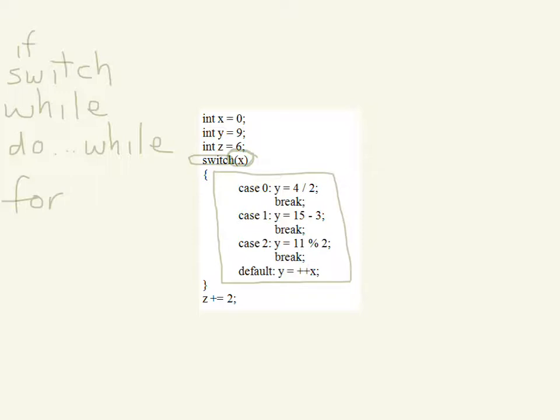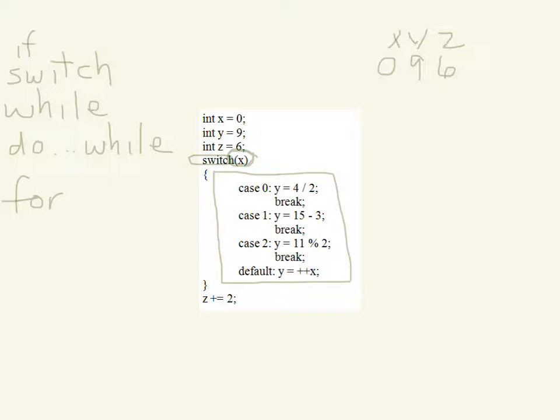All right, next thing I do is I make columns for each of my variables. So in this case, I have an X, a Y, and a Z. And then I put the values there as I work through it. So int X is a 0, 9 for Y, and Z is a 6. Okay, and then I just work through the problem in the order in which it's presented here.